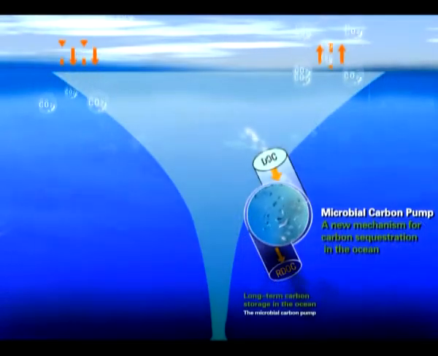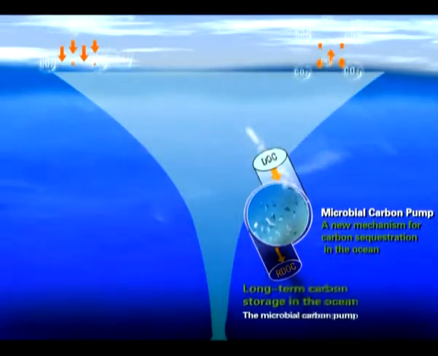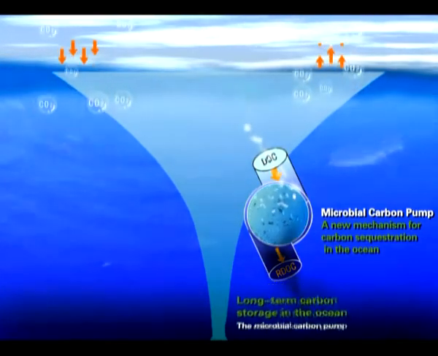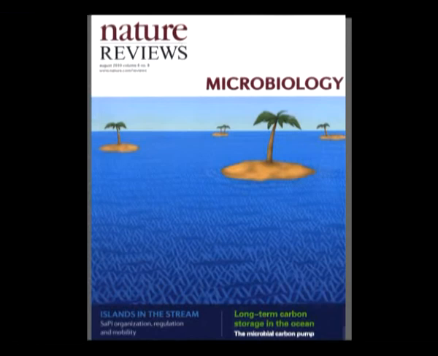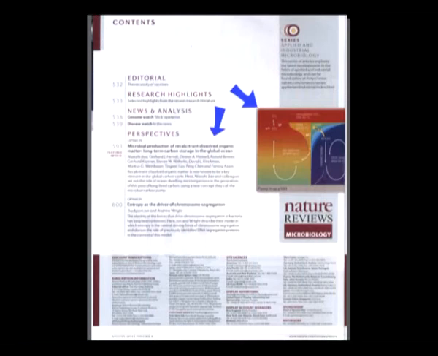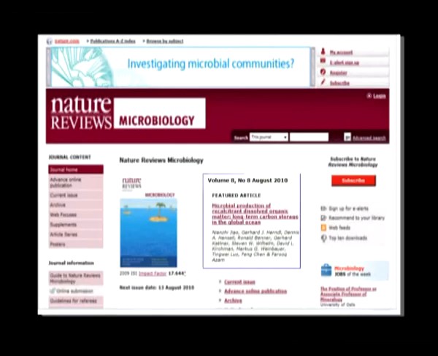Jiao et al. have recently published a paper in Nature Reviews Microbiology, illustrating the mechanism of refractory dissolved organic carbon production by the microbial carbon pump. This paper was taken as a featured article and highlighted on the cover, contents, and website of the journal.